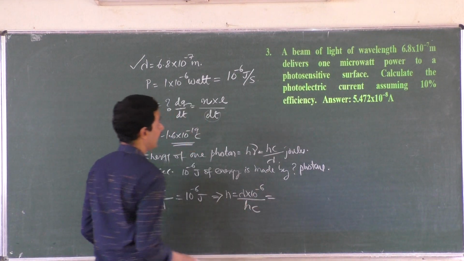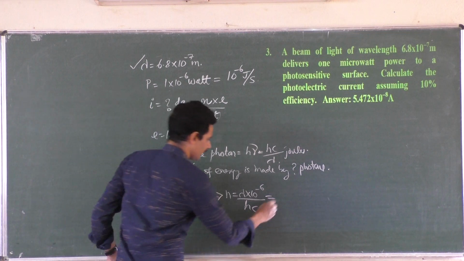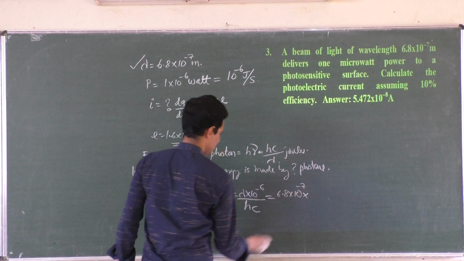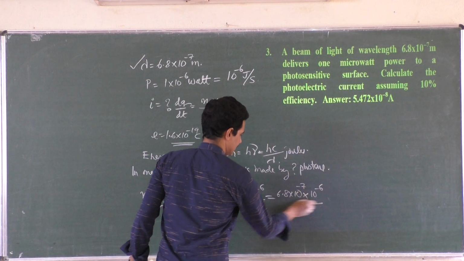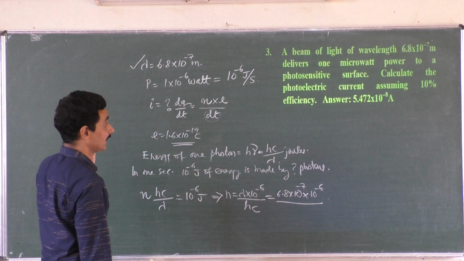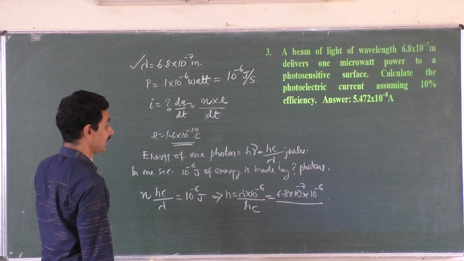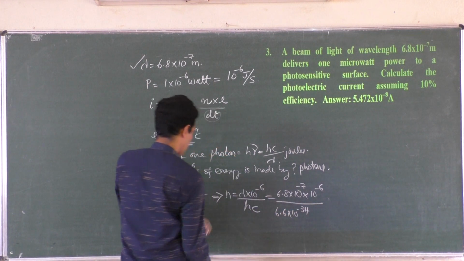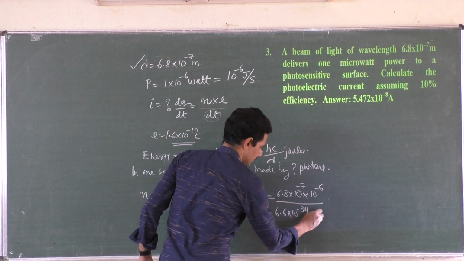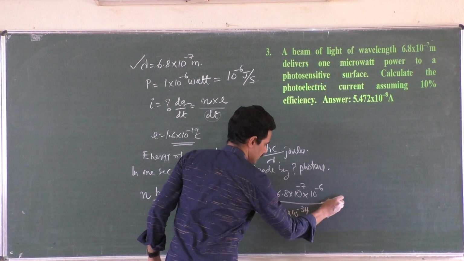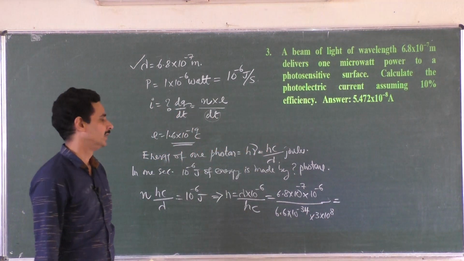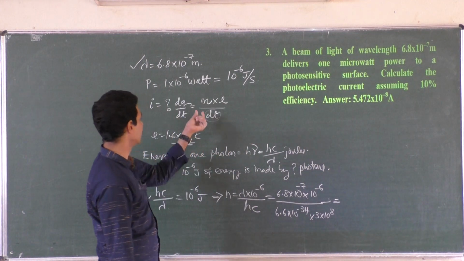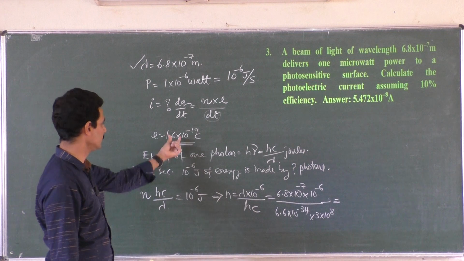What is lambda? Lambda, 6.8 into 10 to the power minus 7, into 10 to the power minus 6, divided by 6.6 into 10 to the power minus 34, Planck's constant. See, velocity of light in vacuum, 3 into 10 to the power 8. See how many constants you have to remember. Planck's constant, velocity of light, charge of electron, 1.6 into 10 to the power minus 19 coulombs.